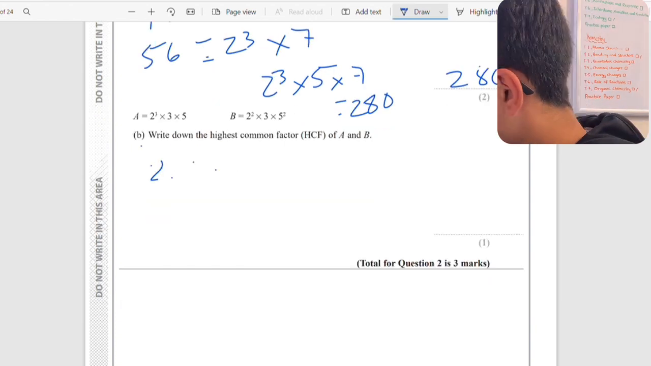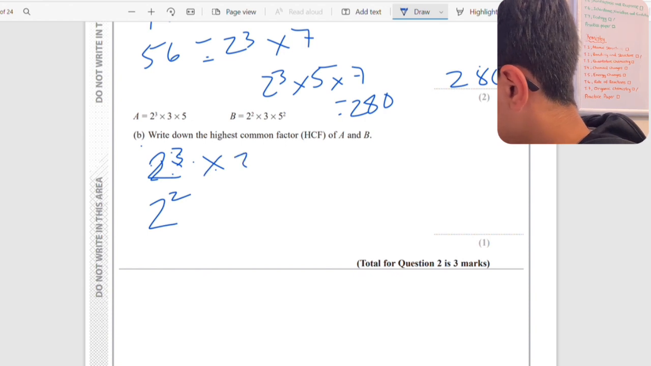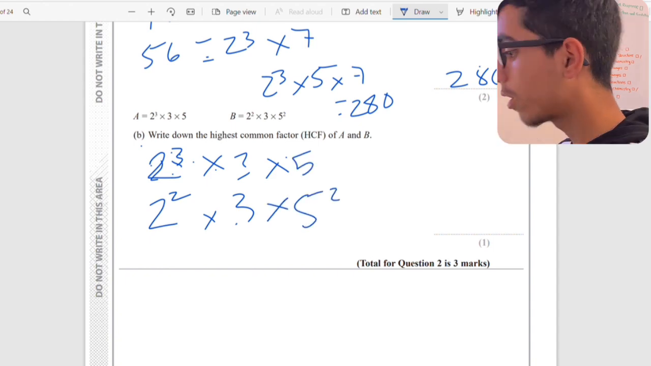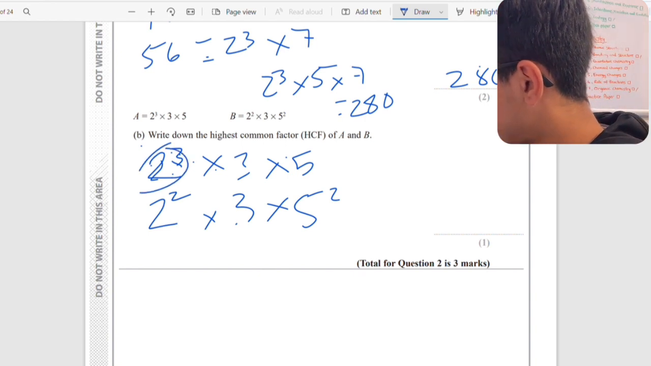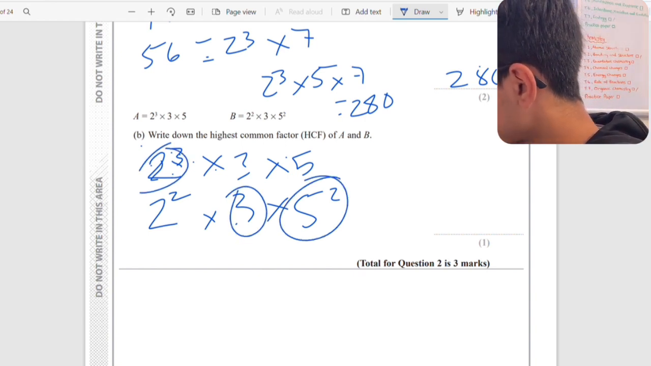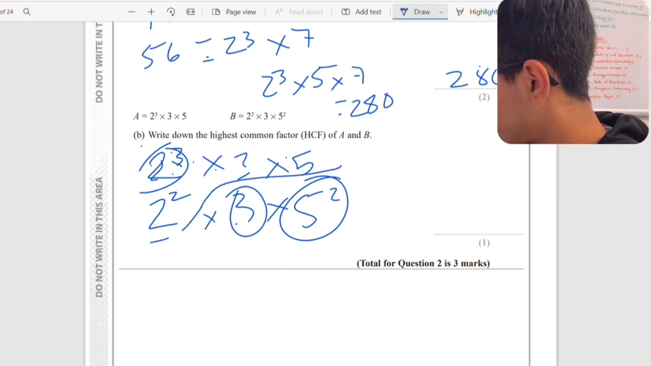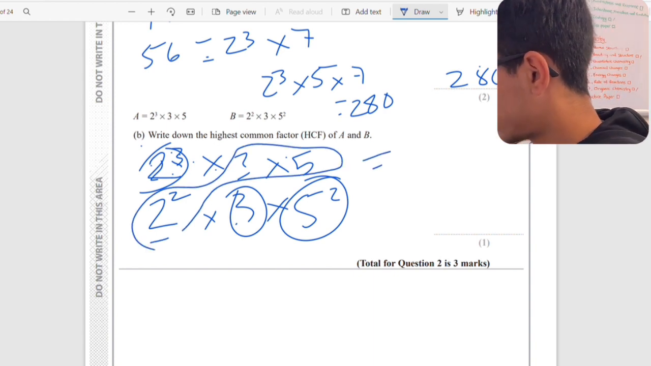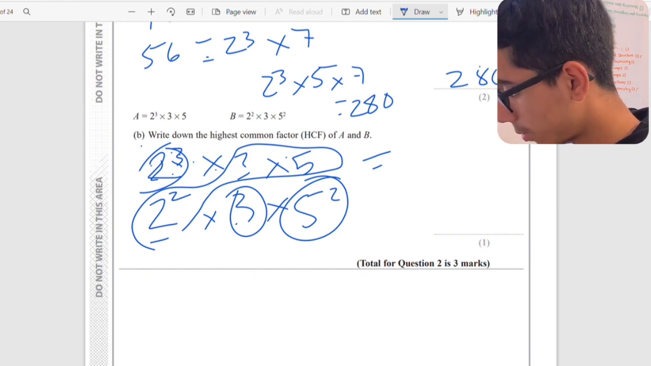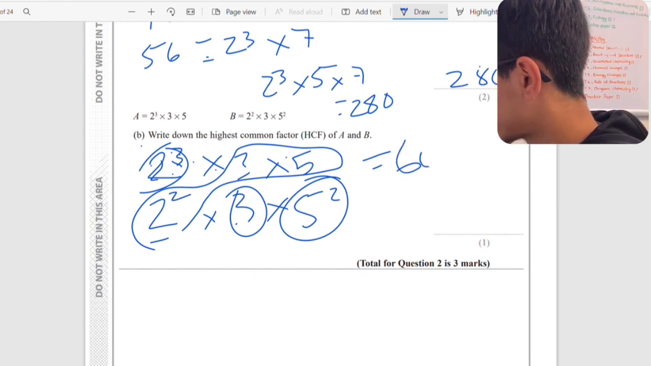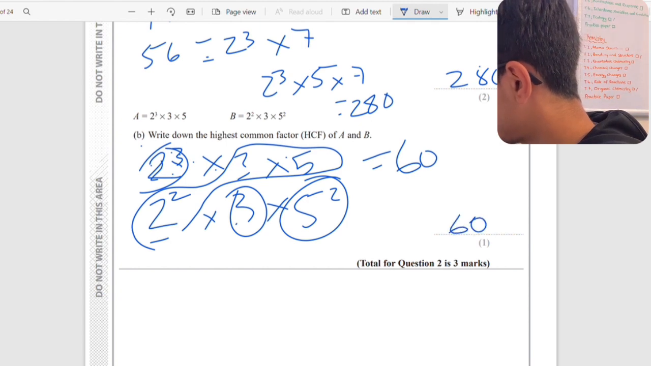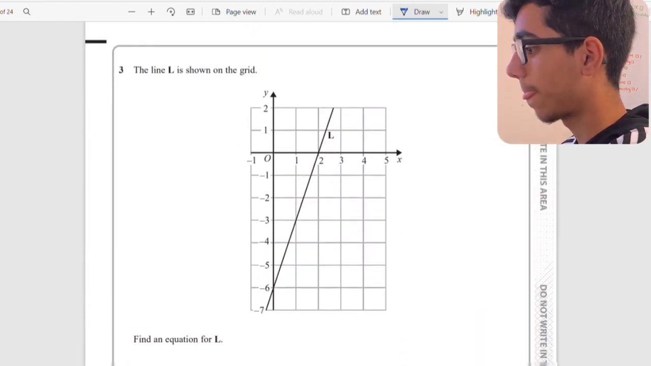Sorry, let me use my eraser. So you circle the ones that are winners. Circle one of them. So obviously the HCF is going to be equal to 2 squared multiplied by 3 multiplied by 5. So 60 is the HCF. Okay, that took a very long time.